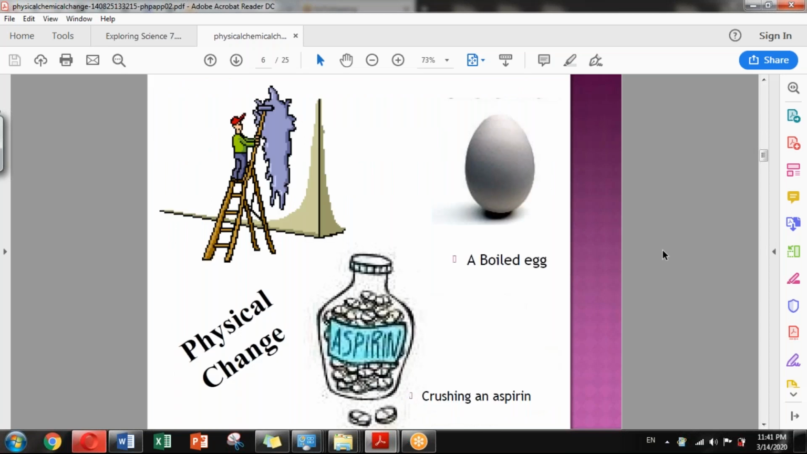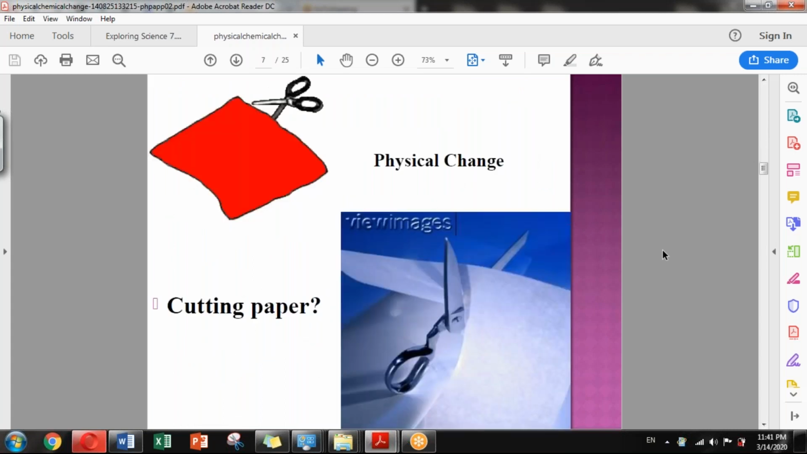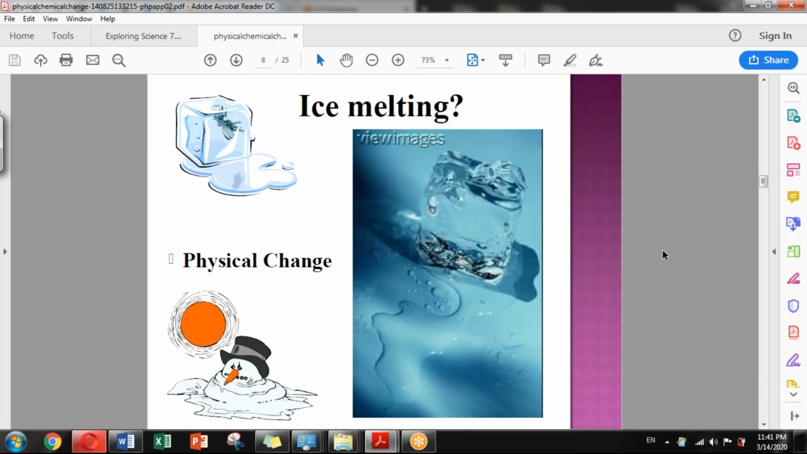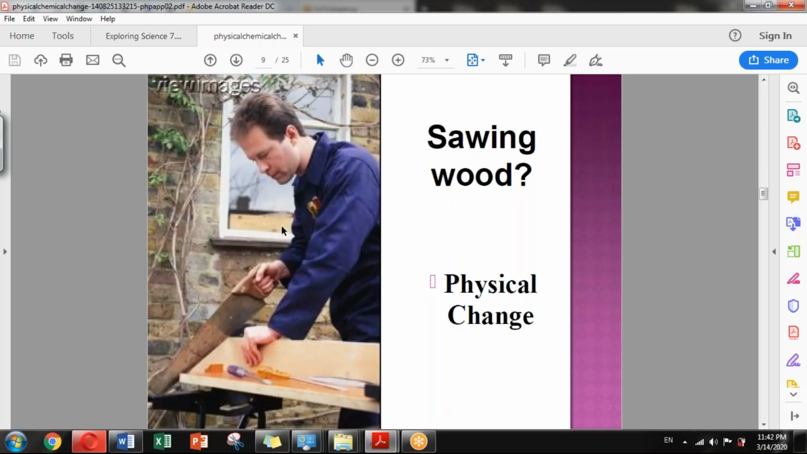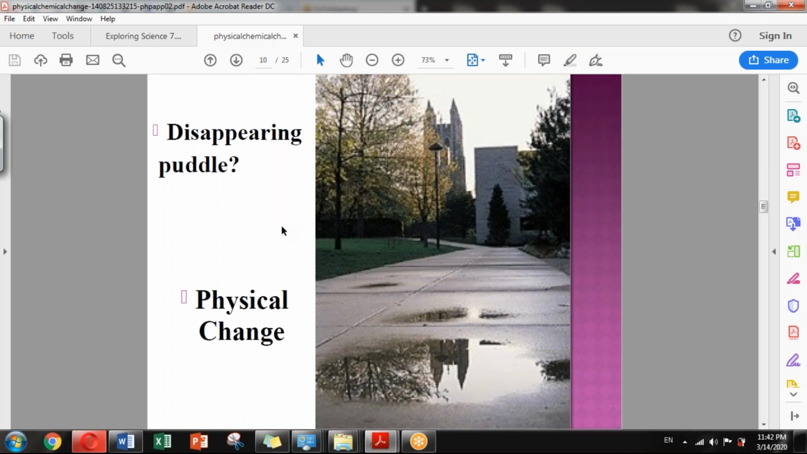Okay. Then here, guys, we have some examples of physical change. Cutting paper is a physical change. Ice melting. Look, ice melting. Ice is at 0 C and below 0 C it is ice. But at 0 and above, between 0 and 100 C, it starts to melt and turns to liquid water. So this is a physical process. Then we have, look, something wood. This is a physical change. Disappearing puddle. This is a physical change. Why?